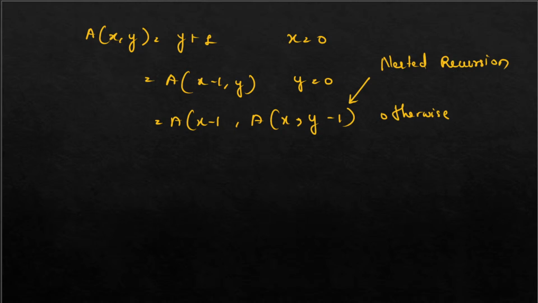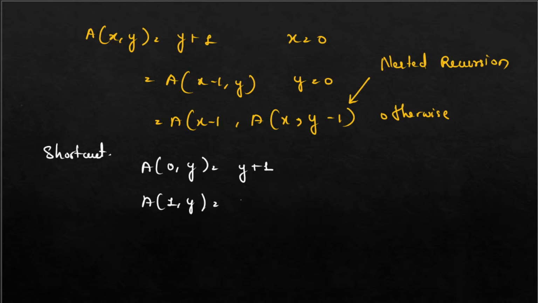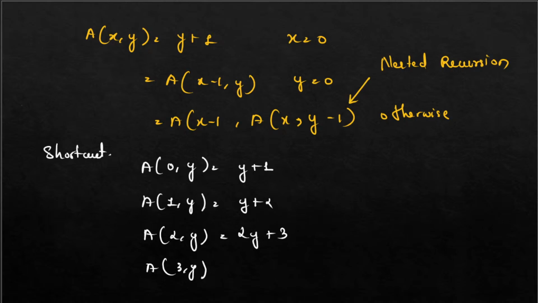Now let me give you a short trick for this. If you see the question, you can directly solve it by this short trick, and that too in less time. You will just see the screen and you will get the answer. So please remember, A(0, y) is y plus 1, A(1, y) is y plus 2, A(2, y) is 2y plus 3, A(3, y) is 2 to the power (y plus 3) minus 3. So this is the short trick which you remember.